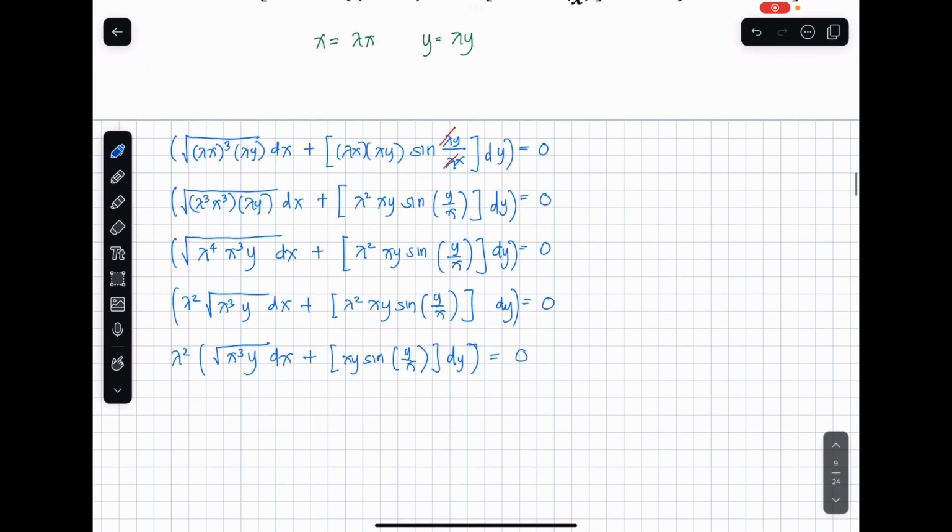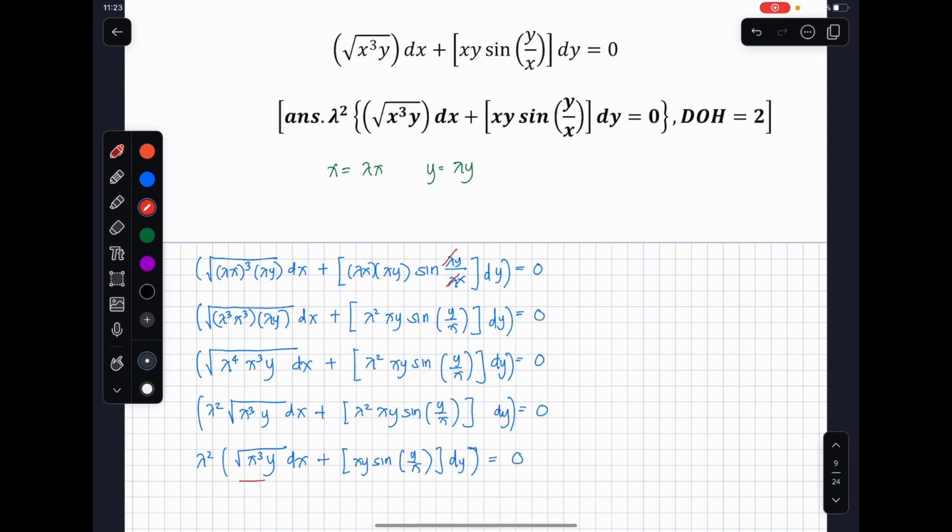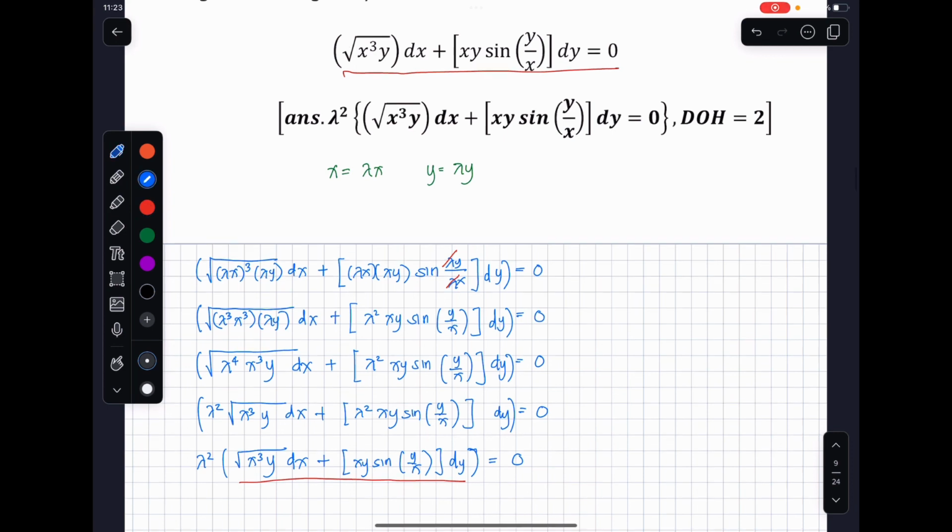And as you can see here, the original equation is the same as this one, which is exactly the same as the original equation. But we were just able to factor out lambda squared. If you are able to factor out lambda squared, that makes it homogeneous, and the degree of homogeneity is 2 as the power of lambda.